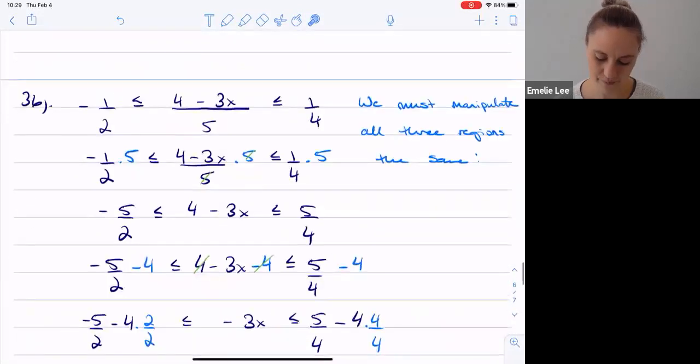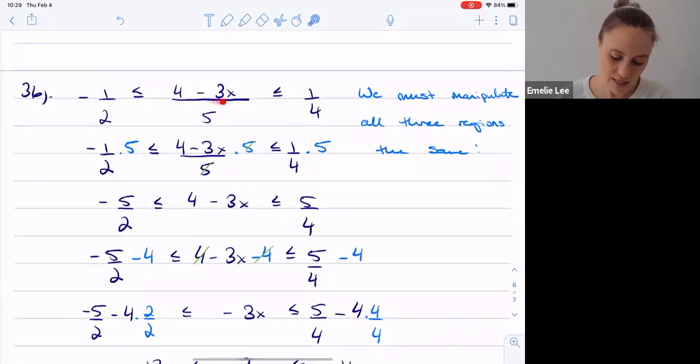Actually, okay, fine, let's graph this. So we've got this line, right? 4 minus 3x over 5. You can rewrite it as 4 over 5 minus 3 over 5x, so this is still a line. And the output of that line has to be between negative 1/2 and positive 1 over 4. So we can just translate this whole thing into Desmos.